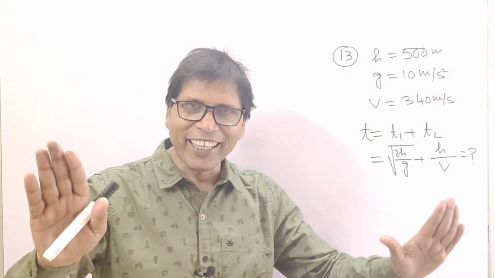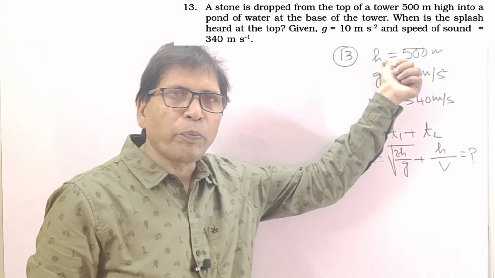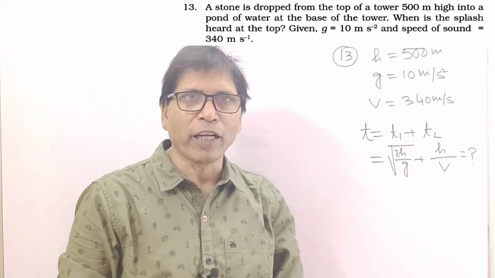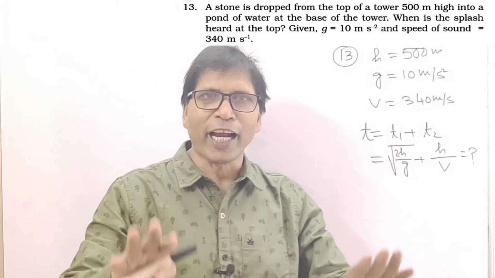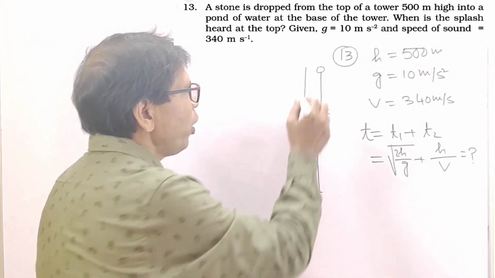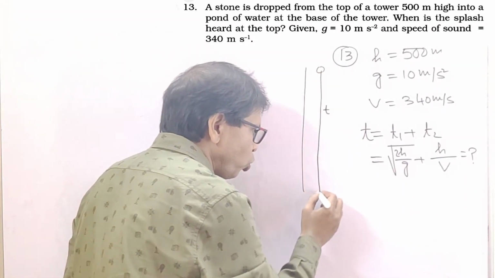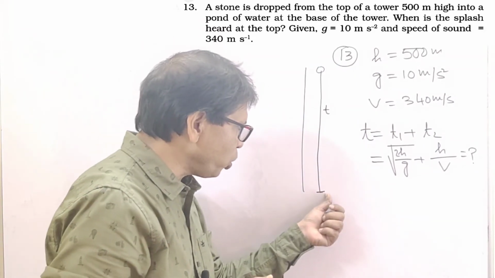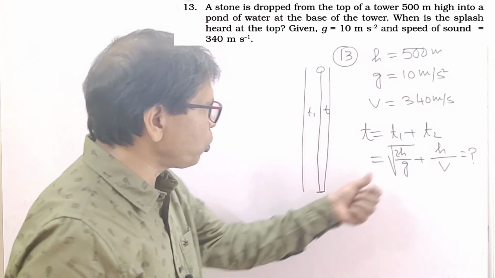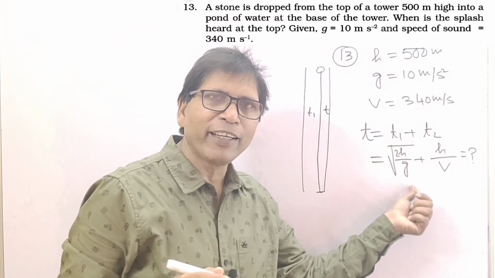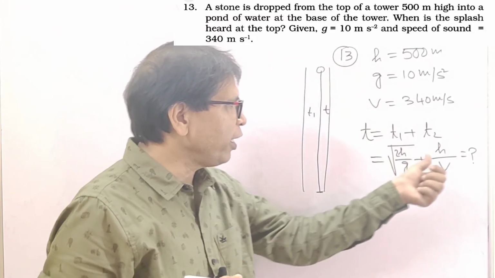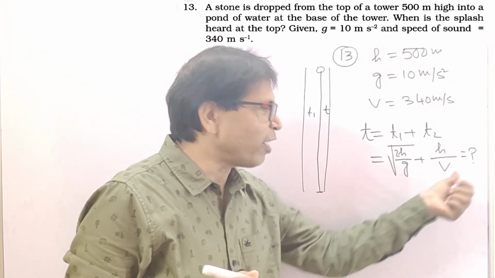Okay, look at this, numerical 13. A stone is dropped from a tower of height 500 meter into a pond at the base of the tower. Now we have to calculate the time of hearing the splash. The time of hearing the splash is equal to the time taken by the stone to reach the pond plus the time for the sound produced to reach here. So the time of fall of the stone, T1, is root of 2h by g, and the time taken by sound to reach from this position to this position is h by v.